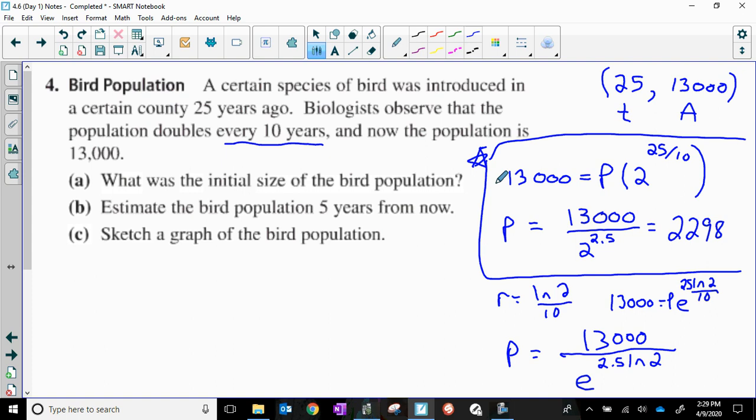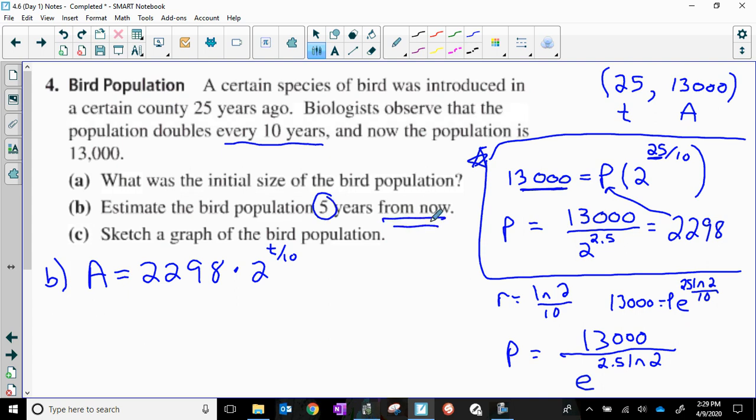So what I'm going to do is rewrite this statement right here, except I'm going to use t instead of 25, A instead of 13,000, and I'm going to use this number in for my P. Okay? So for part B, we have A equals 2,298 times 2 raised to the t over 10. There's my formula. Well, they said 5 years from now. Well, right now is 25 years, so 5 years from now would be 30 years.